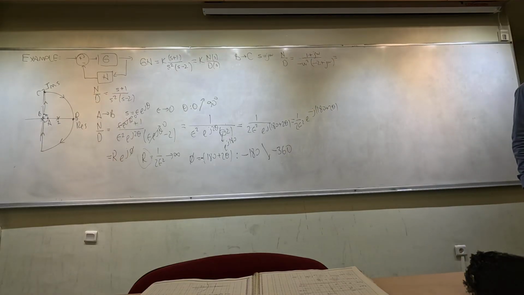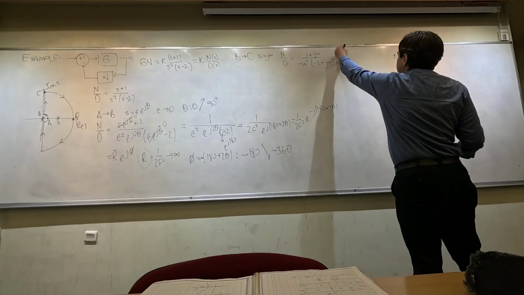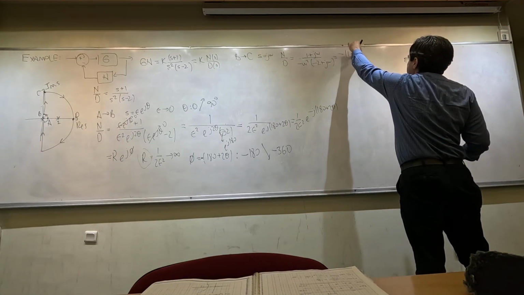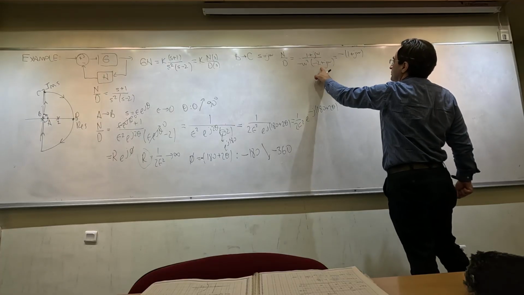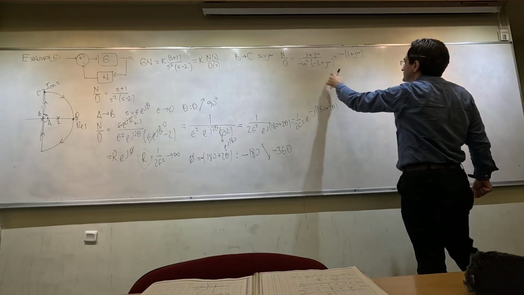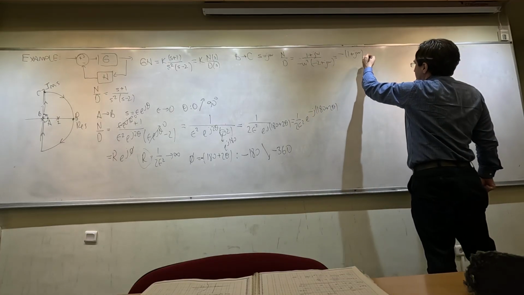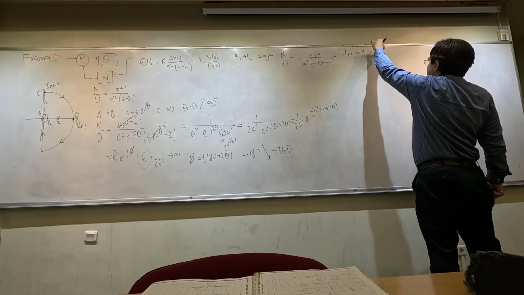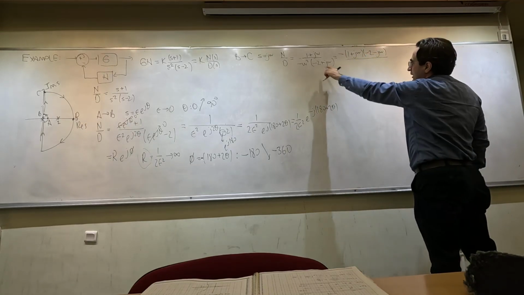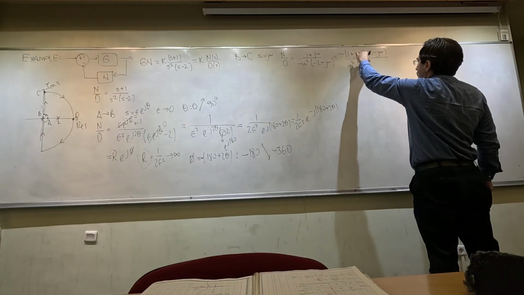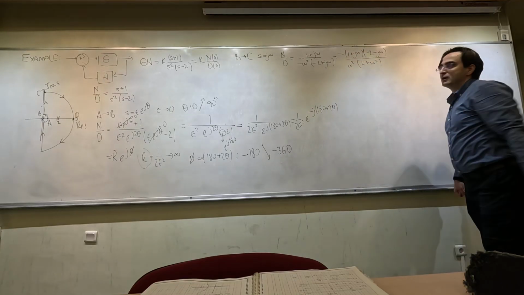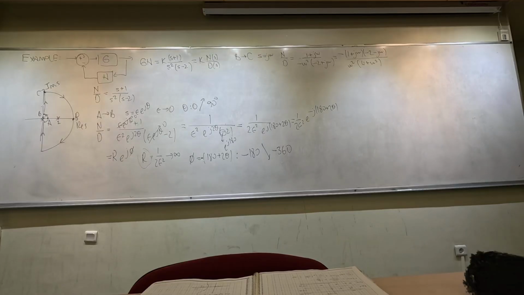Now I will try to make the denominator real and positive. So I will take the minus sign above, it is going to be 1 plus j omega, and I will multiply both numerator and denominator by the complex conjugate of the complex number in the denominator. It is going to give me minus 2 minus j omega, divided by 4 plus omega squared. Now the denominator is always real and positive.